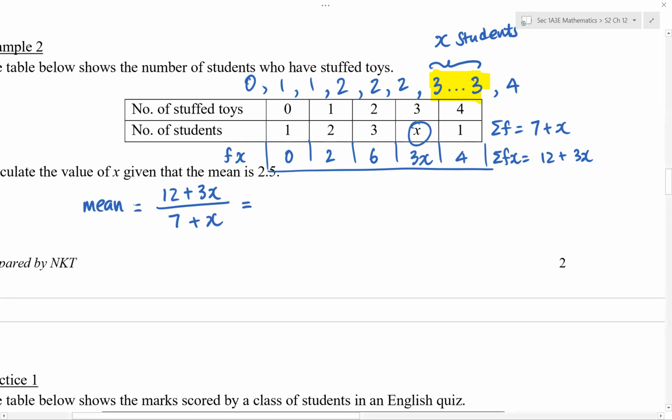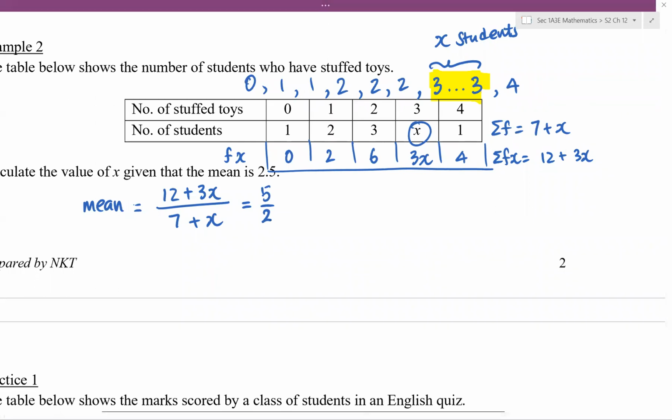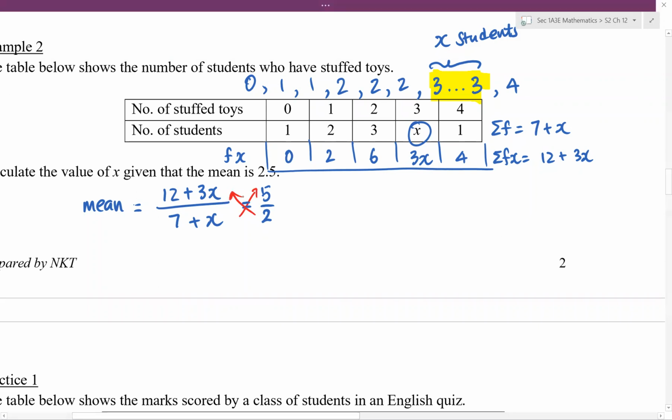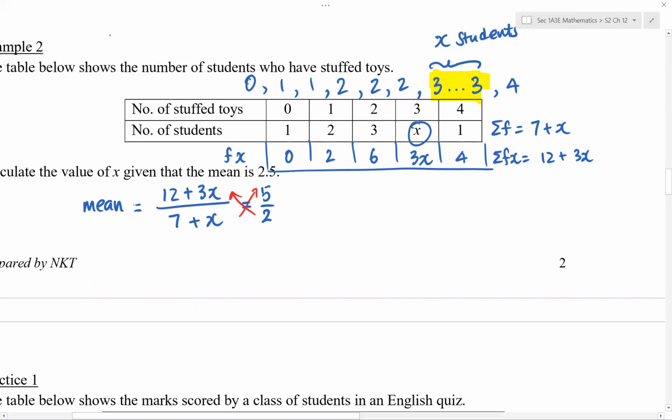Now, the question told us that the mean is 2.5. 2.5 is just 5 over 2, or you can leave it as 2.5 if you want to, okay? So I'll put it as 5 over 2. So now we end up with an equation with only one unknown, which is x. So using a pencil, a quick summary in our solving for equations, we're going to do a multiplication as such. So 2 times of 12 plus 3x, we get 5 times of 7 plus x. So do your expansion, we get 24 plus 6x equals to 35 plus 5x.